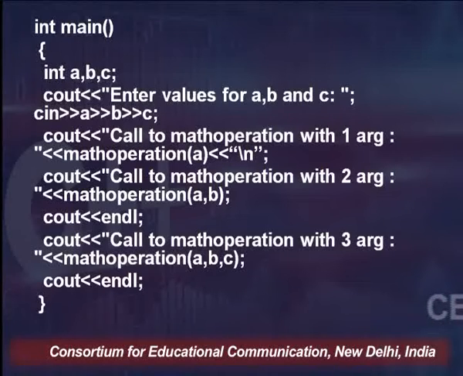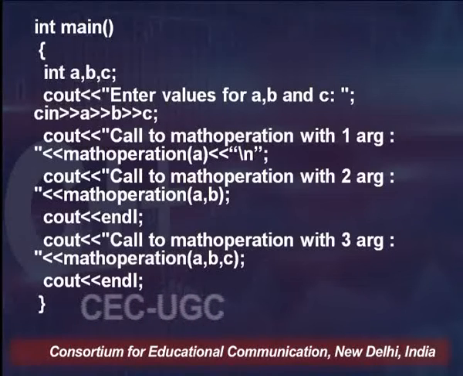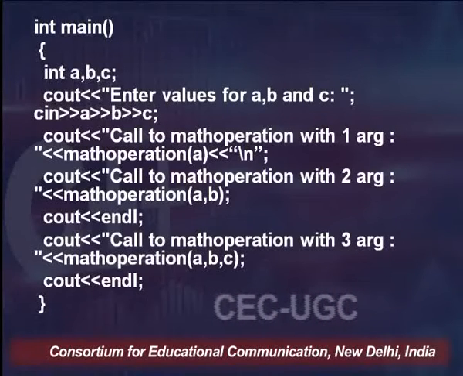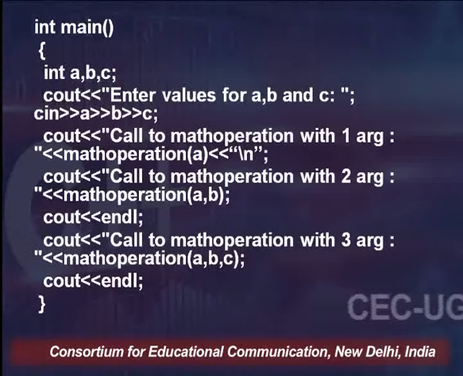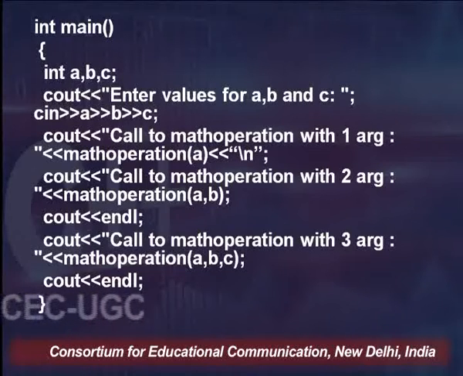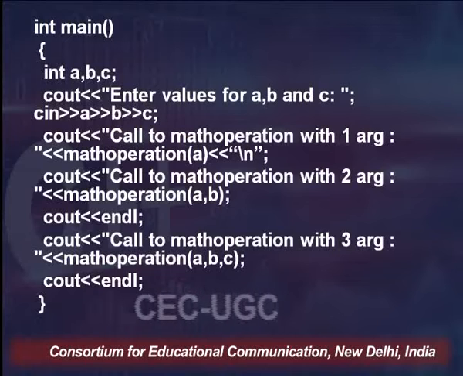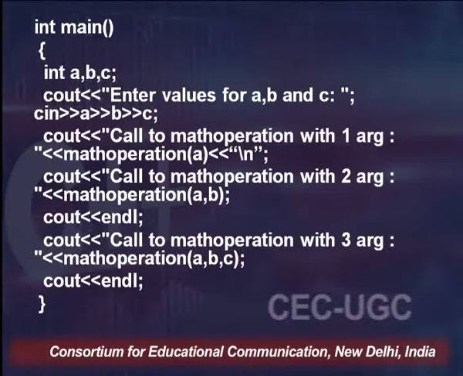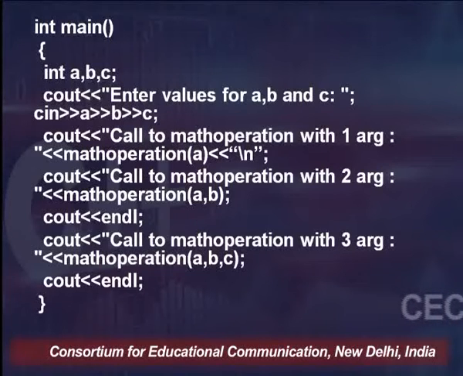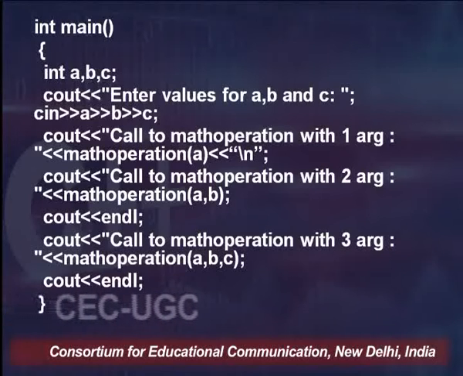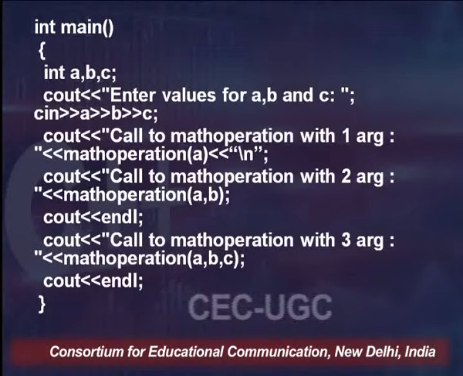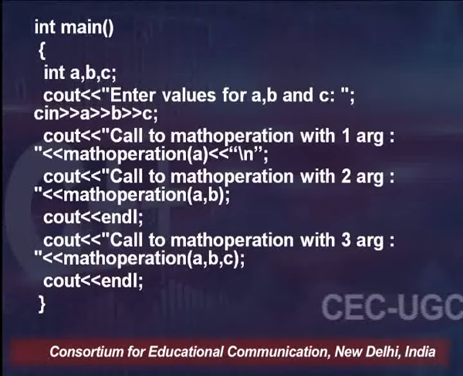Now one thing which can be noticed here is you can have the same name for the formal parameters as well as for the actual parameters, or you can have different names too. So here we have the first call to our function math operation with one argument. I am calling the math operation as cout, call to math operation with one argument, math operation a.